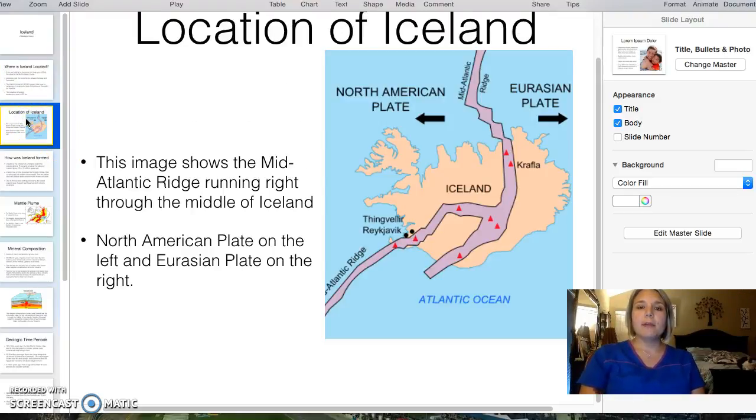This diagram shows where Iceland is located. This is Iceland. On the left side is the North American plate, and the right side is the Eurasian plate. It shows the two plates on either side, and this is the mid-Atlantic ridge that runs right through the middle of Iceland.